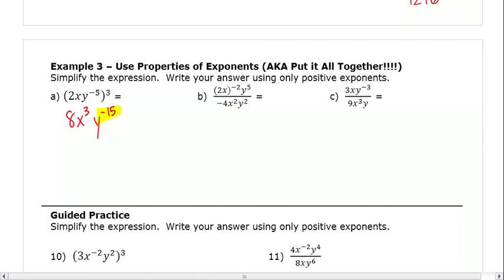And now the only thing that has a negative exponent is my y, so that's the only thing we're going to send to the denominator. So we're going to have 8x cubed over y to the 15th.